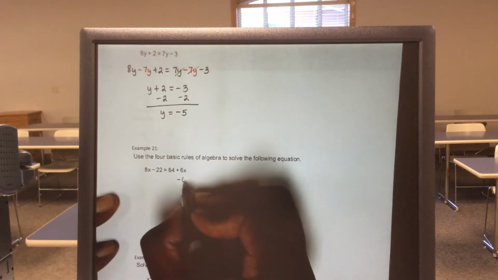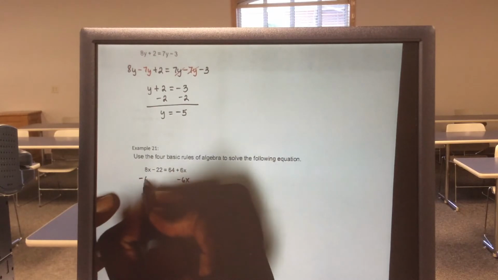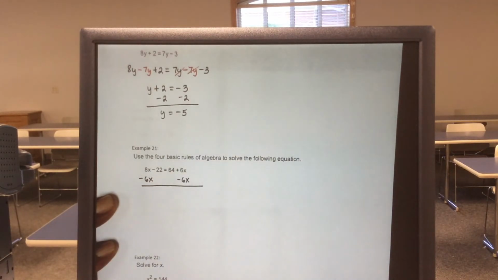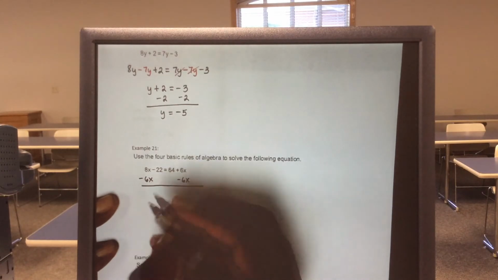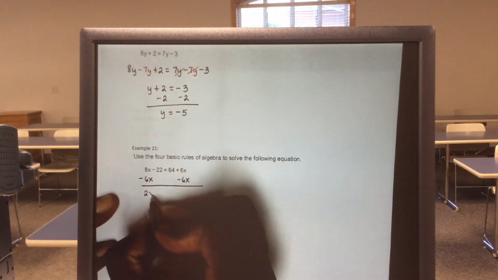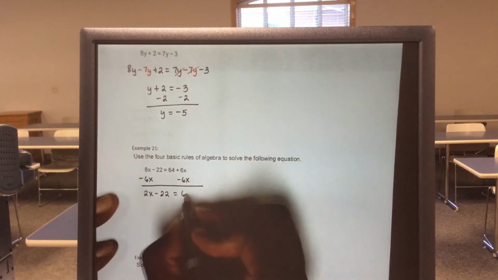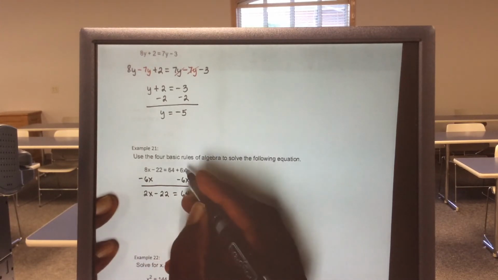And you can do the shortcut way by just doing this, subtracting 6x on both sides. And notice I have the x's underneath one another. They're like terms here. So 8x minus 6x will be 2x, then minus 22 is equal to, you're left with 64 because these 6x's are gone.